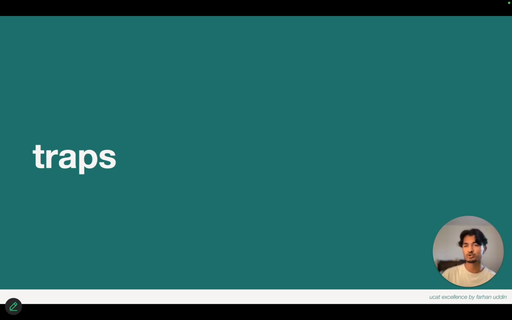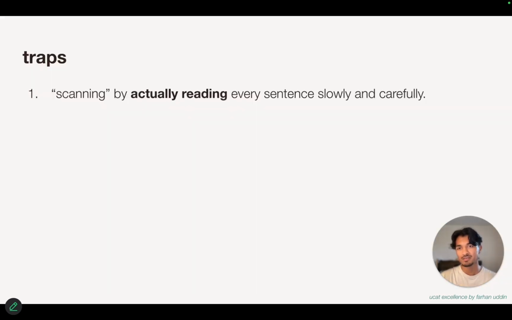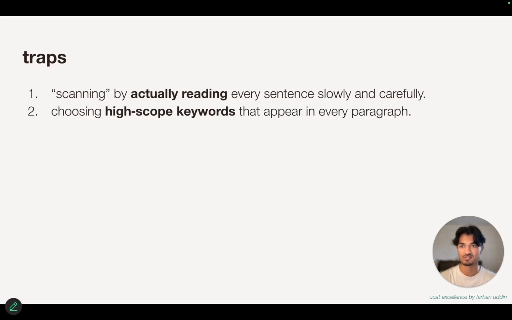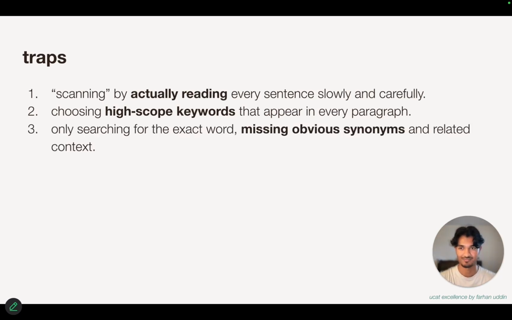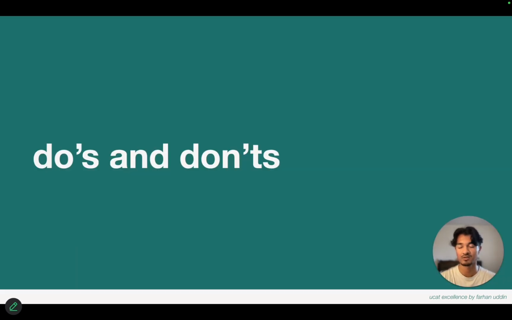Otherwise, here are a couple traps that students tend to fall into for keyword scanning. Number one is scanning, but actually reading every sentence slowly and carefully. That's not scanning. That's wasting your time. Number two is choosing high scope keywords that appear in every paragraph, because you're not giving yourself something tangible to scan. It's going to be everywhere, and it doesn't get you any closer to the answer. And lastly, only searching for the exact word and missing obvious synonyms and related context. So being too tunnel visioned on one singular word, even though it might be there just under the guise of a synonym.